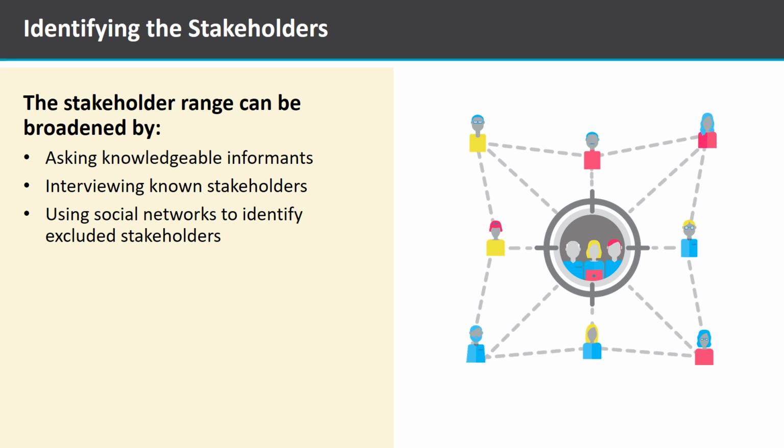So we identify stakeholders by asking knowledgeable informants, interviewing already known stakeholders, and using social networks to identify excluded stakeholders. By focusing on widening the net, we can make our consultation and stakeholder engagement much more effective. However, if we do not focus on that, then we end up working with, consulting, and engaging the usual suspects.